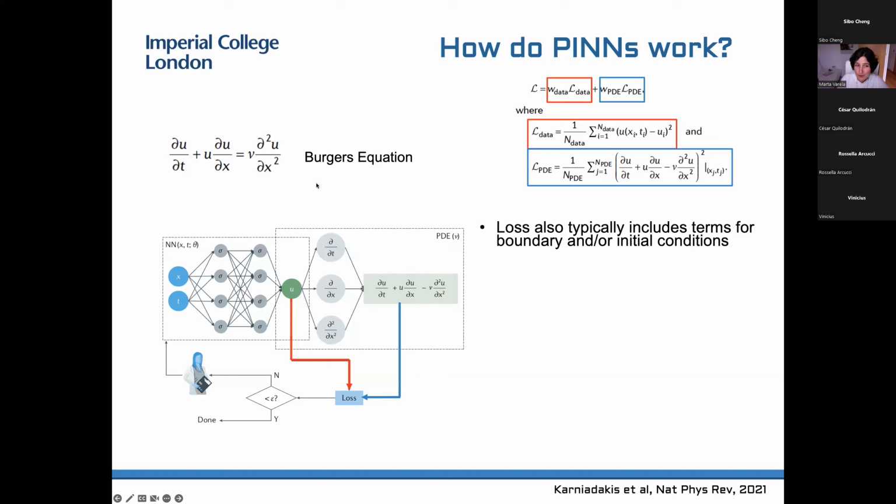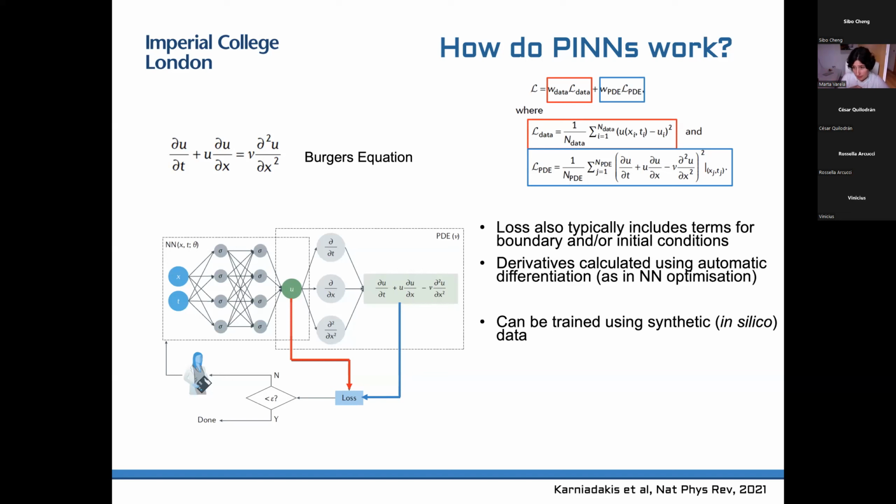Typically, you solve differential equations using boundary conditions or initial conditions if there's a time dependency. So you also include them in your loss function as well. And I'll talk a bit more about this at the end. I've already said that the derivatives are calculated using automatic differentiation. And you can train this using synthetic data, for example, from the solver of your biophysical models, your digital twins, or you can use experimental data as well. This is increasingly done, but I would say 95% of papers do not use experimental data with PINNs yet.